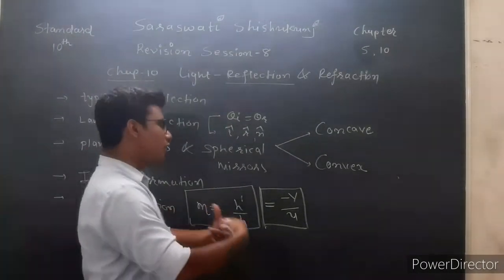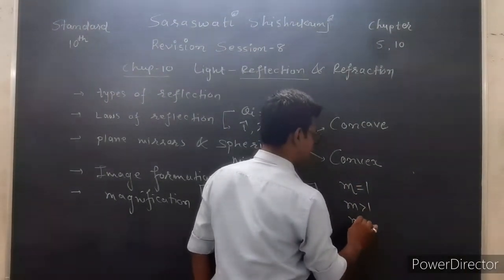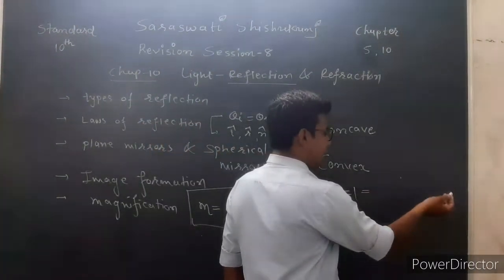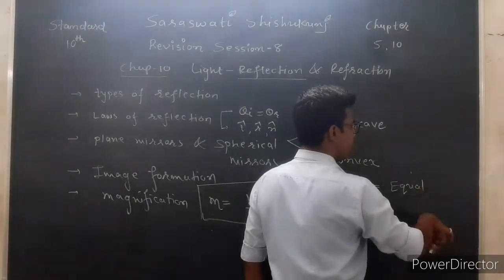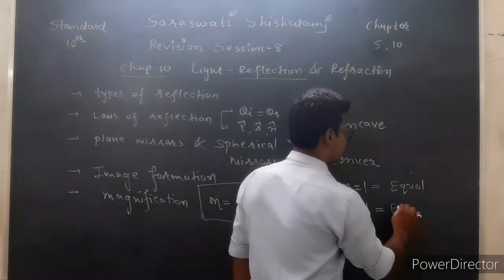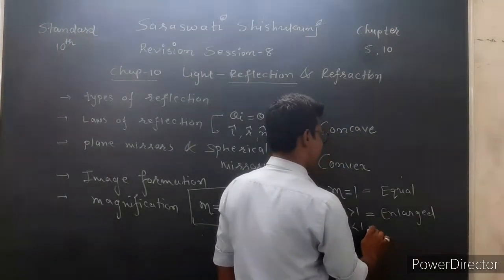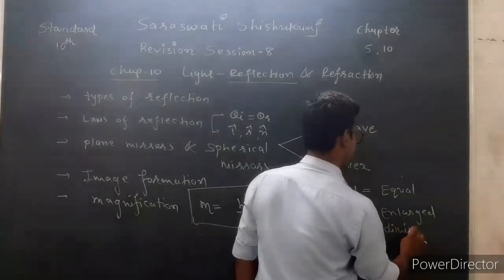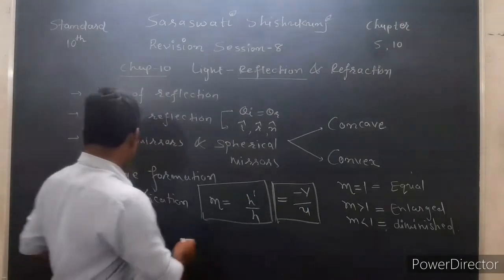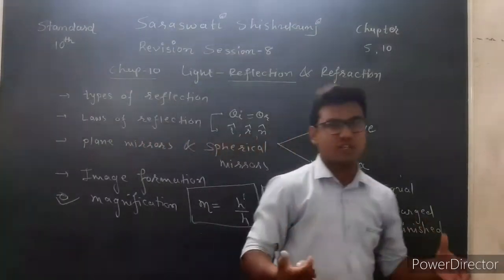Now, what we can conclude from magnification: when m is equal to 1, m is greater than 1 and m is less than 1. When m is equal to 1, we will get an equal size image. When m is greater than 1, we will get an enlarged image, and when m is less than 1, we will get a diminished image, right? So this question is important for 2 marks: write about magnification for mirror.